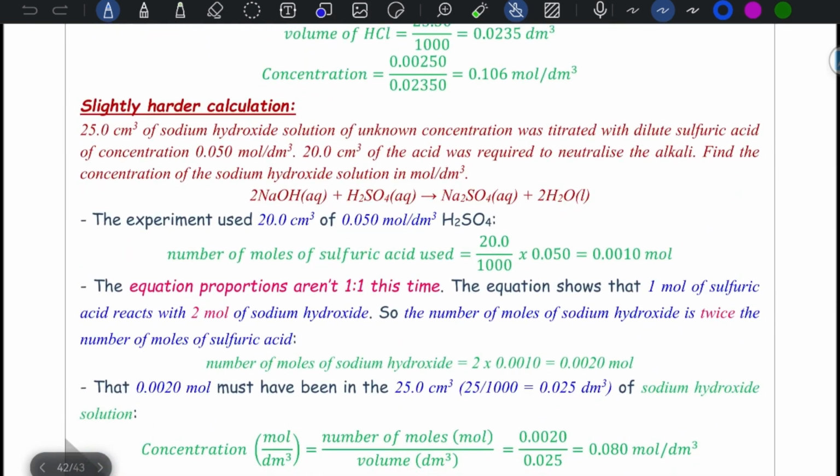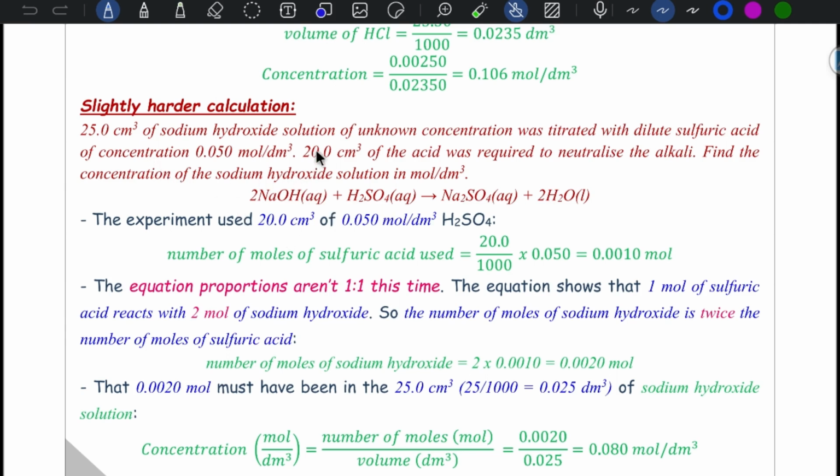Slightly harder calculation. Why is it harder? Because the ratio is not 1 to 1. You can do ratio, it's not hard. 25 cubic centimeter of sodium hydroxide solution of unknown concentration is titrated with dilute sulfuric acid of concentration 0.05 and volume 20 required to neutralize the alkali. Find the concentration of sodium hydroxide, and the ratio is not 1 to 1.